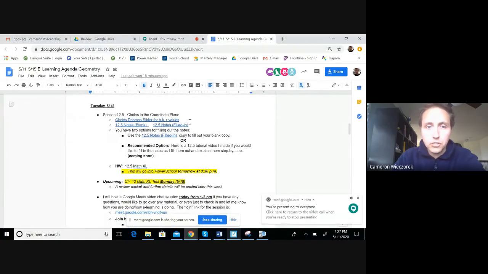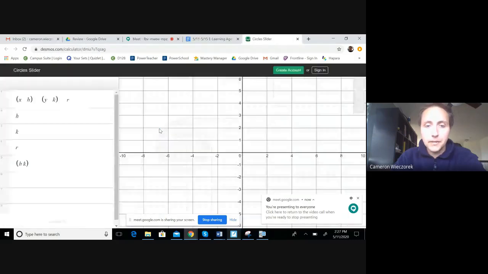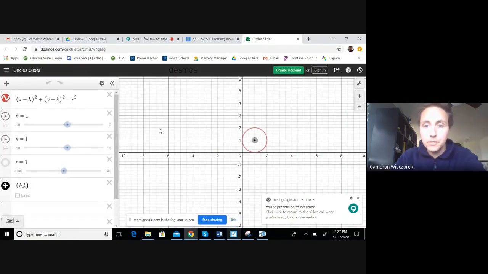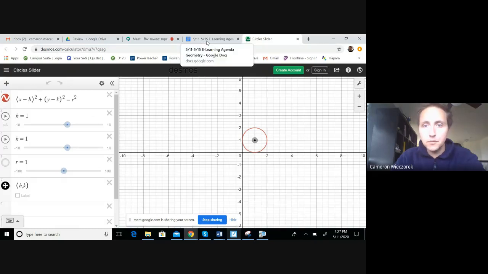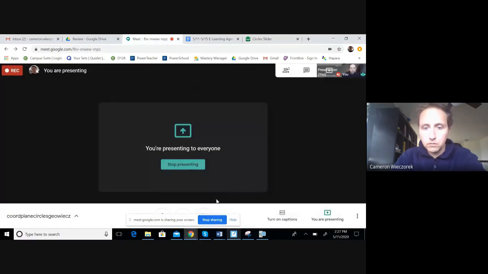One of the first things you should see here is something that says Circles Desmos slider for H, K, and R values. Open that up so that when I'm going through something at the beginning on Desmos, you can play around with it as I play around with it. You'll see there's a nice little circle graph, and we're going to talk about what the H, the K, and the R values mean. Okay, so have that open. We're going to go from that to the notes. I'm going to hide my camera, and you'll still hear my voice.